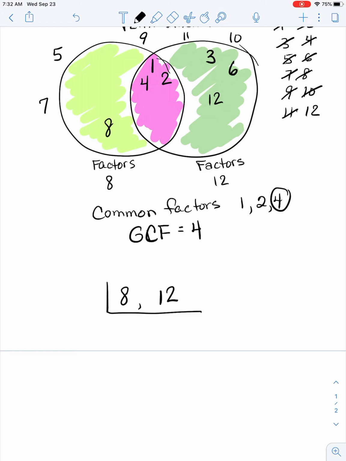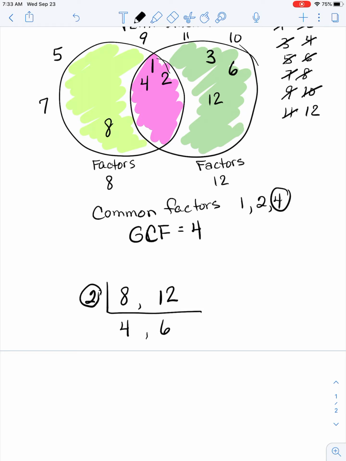Let's say I look at these and I'm not really sure. I know that they're both even. So they're both divisible by 2. So I'm going to put 2 here. And I'm going to circle it because all my divisors are going to be common factors. So 2 goes into 8 4 times. 2 goes into 12 6 times.